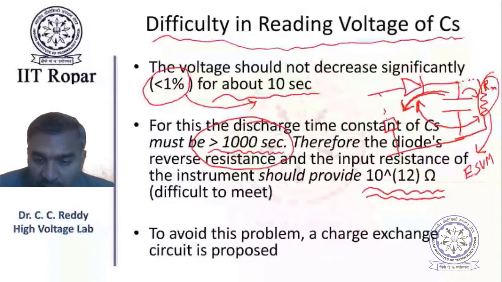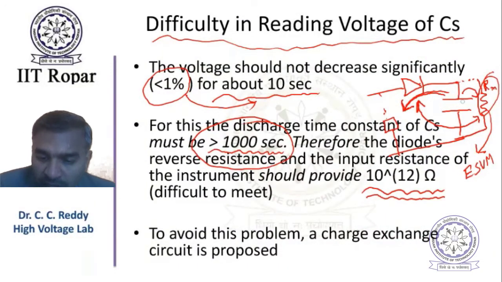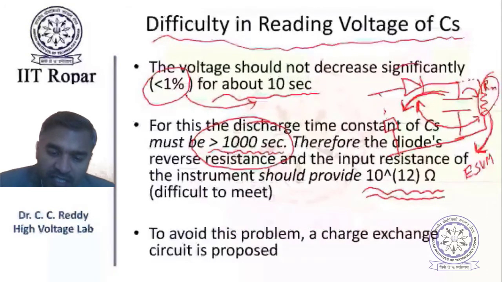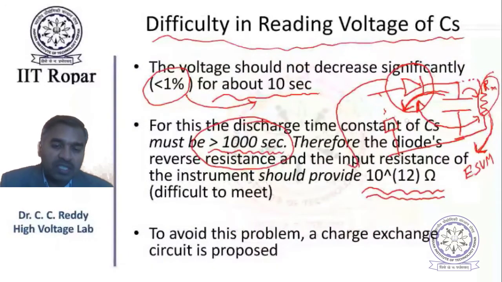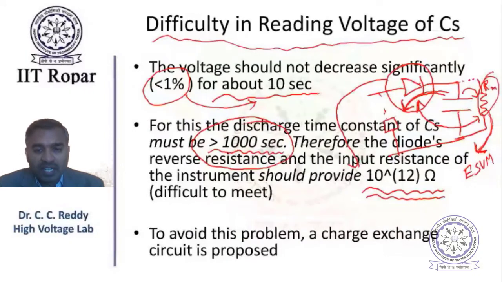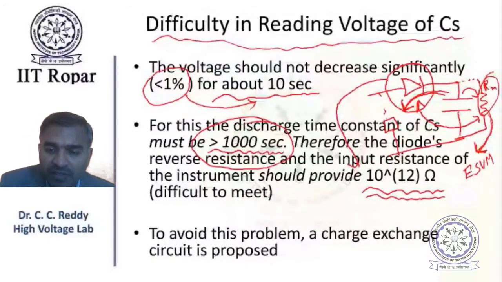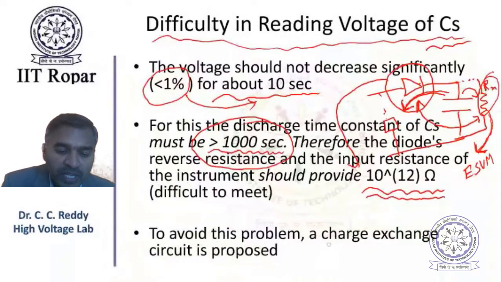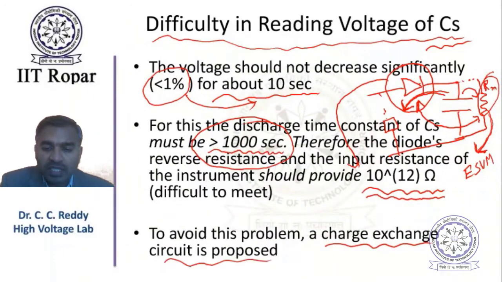Of course, for this circuit with a single capacitor, you may consider an electrostatic voltmeter. Now, even if you replace this with an electrostatic voltmeter, achieving a high value of diode reverse resistance becomes difficult to meet. So this is one of the difficulties in reading the voltage of CS, whatever is charged. To avoid this problem, a charge exchange circuit has been proposed in the past. So let us see what it is.